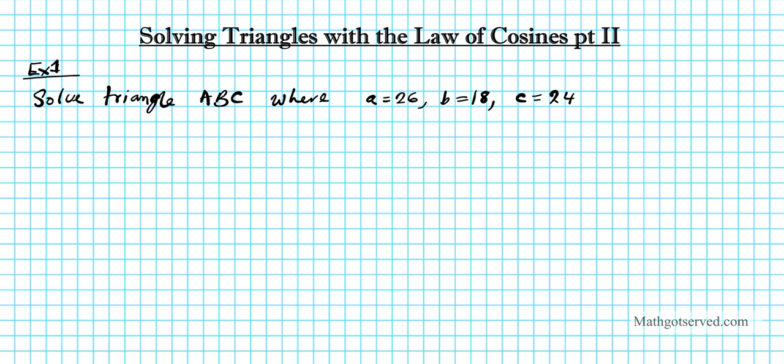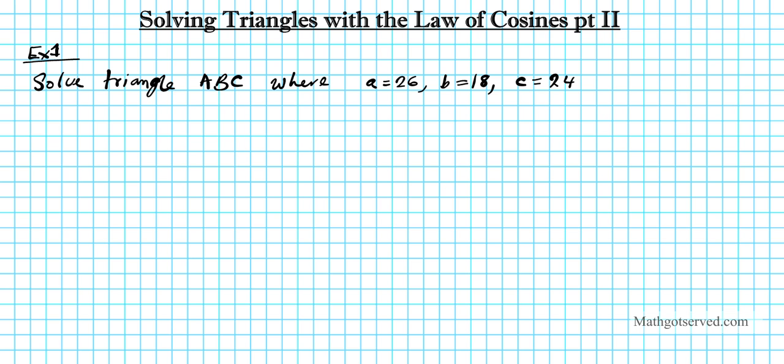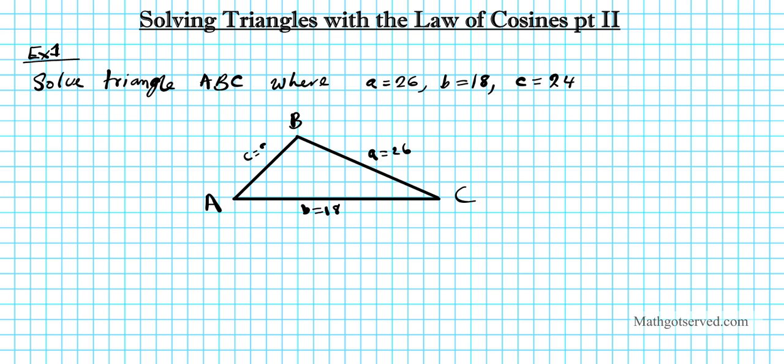All right, so let's go ahead and draw the shape of the situation, and then label it accordingly. So we're going to draw a triangle ABC. We have uppercase A, and then the opposite side, lowercase a, which is 26, uppercase B, and lowercase b, which is 18, and then uppercase C, and lowercase c, which is 24. All right, so what formula are we going to use here? Clearly, we're going to use the law of cosines.